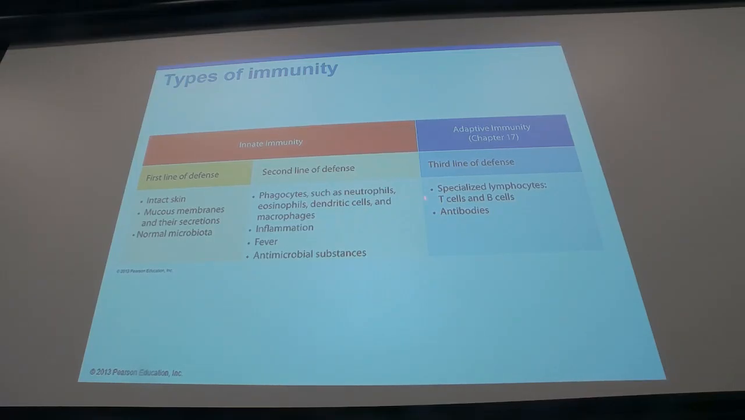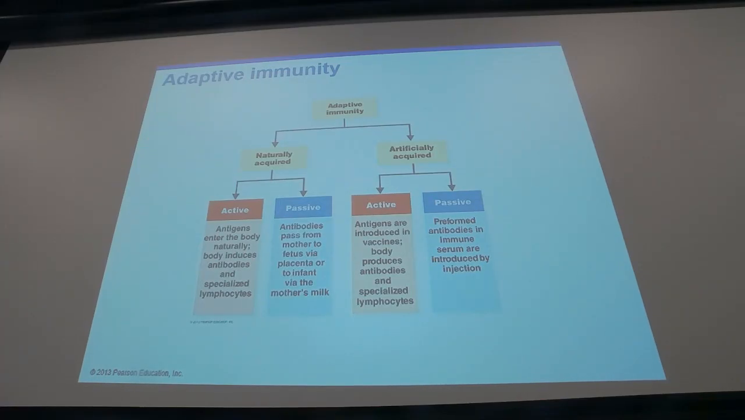And then for the third line of defense, we have cells that are also part of the blood cells and that produce certain proteins, but they are part of the adaptive or third line of defense. So for instance, we have T lymphocytes and B lymphocytes. And then B lymphocytes produce antibodies. So here we have another subdivision of this adaptive immunity.